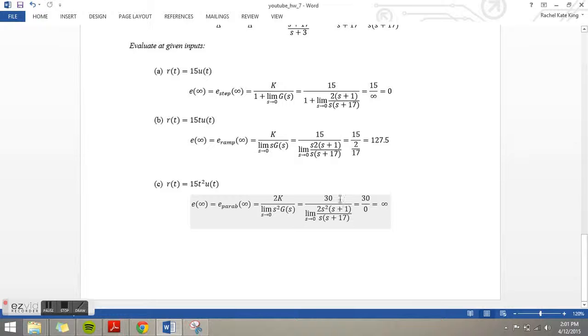The acceleration constant is the limit as s goes to 0 of s squared G of s. So now the numerator is going to be of larger order than the denominator for that limit, and that's obviously going to give us 0. So 30 over 0 is infinity. There you go.